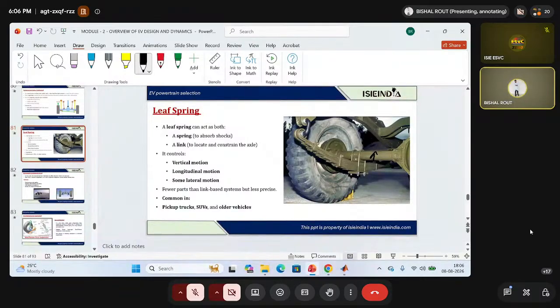Right. So this is called a leaf spring suspension, and if one wheel moves, the other wheel automatically moves. They are a rigid kind of suspension, the leaf spring suspension, right?